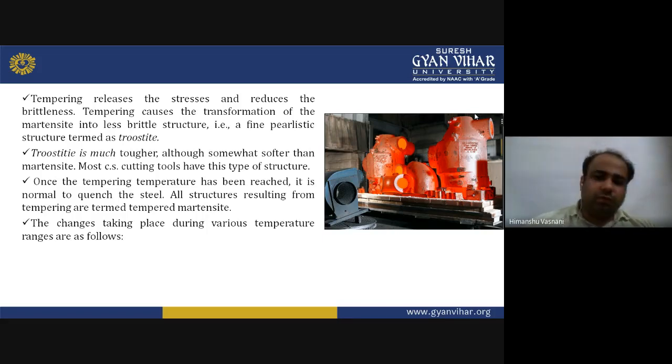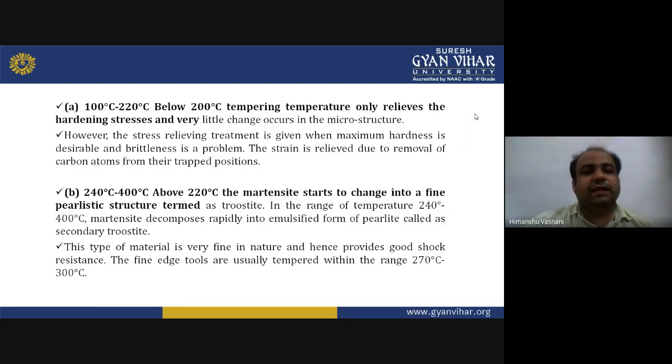Now the changes that take place during the various temperature changes are as follows. Like the first, they go from 100 degrees to 220 degrees centigrade.